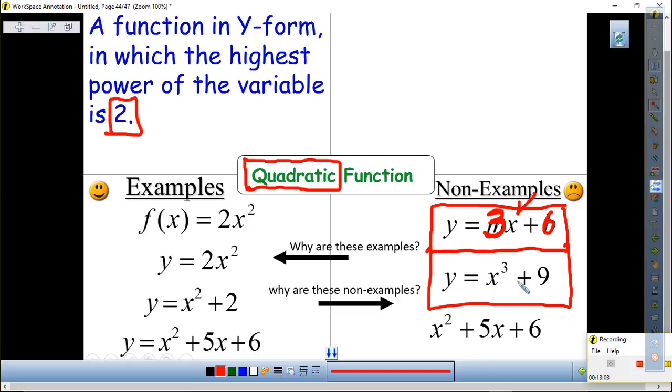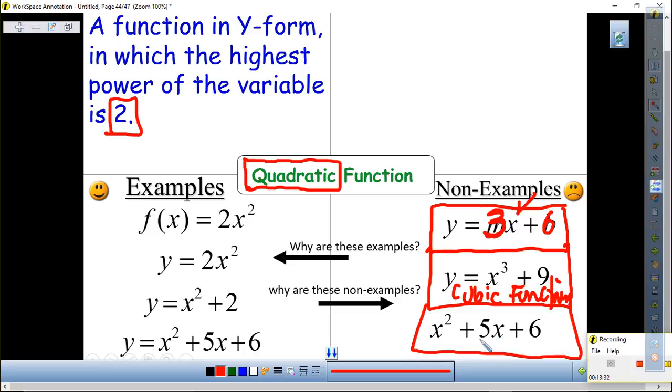Why is this one not a quadratic function? Christine? Because it's cubed. So what is the name of this one, Christine? If this is a quadratic function, what is this one? Cubic function. That is correct. And you should have seen these in 7th grade. They should have introduced this one. And the last one.